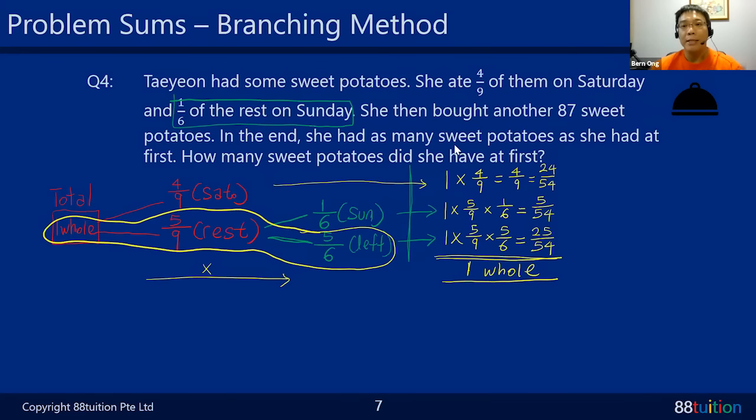Okay, so what is happening? You can see that 24 out of 54 is eaten on Saturday. All right, 24 out of 54 is eaten on Saturday. Elvin, answer is 162. Really?